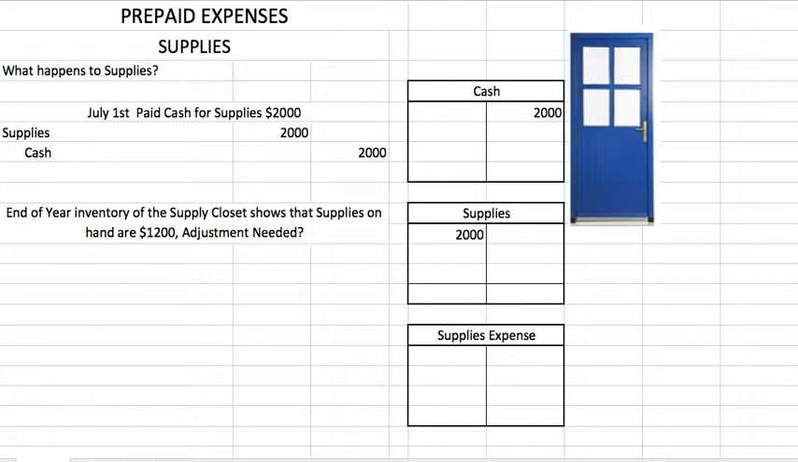I'm going to show you two examples. I'm going to move through them very quickly. The first example is supplies. When I talk about supplies, I normally draw a door on the board. That's because when you think of supplies, I want you to think about a supply closet.